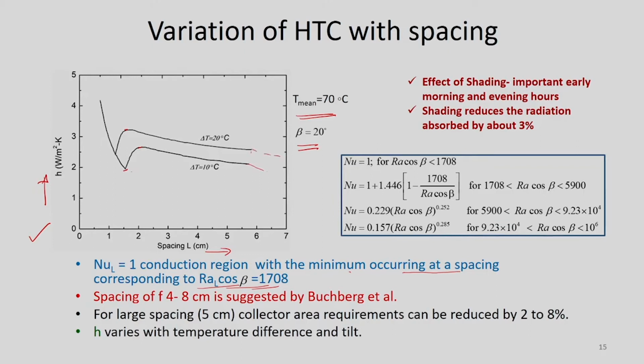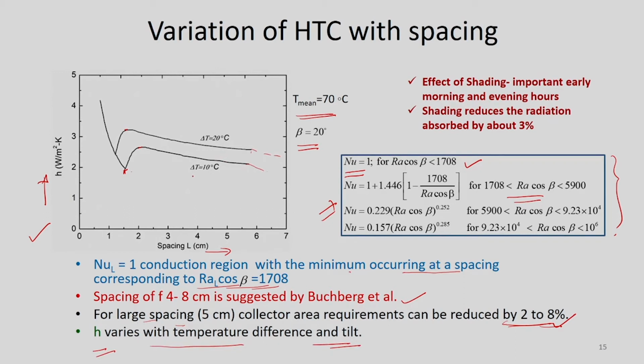So, the spacing of 4 to 8 centimeter is suggested by Buchberg et al. Okay? These are correlations which can be applied under different conditions. Okay? So, when Nusselt number is 1, we can use this correlation which gives the minimum heat transfer coefficient. Okay? For large spacing about 5 centimeter, collector area requirements can be reduced by 2 to 8%. Okay? This is also one of the important observations, and this heat transfer coefficient H varies with temperature difference and tilt, what you can see here.